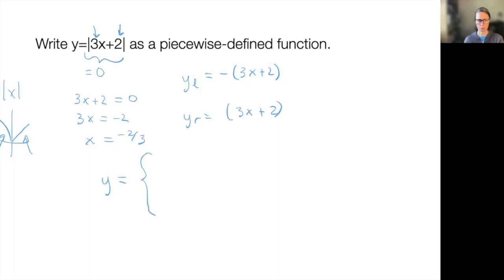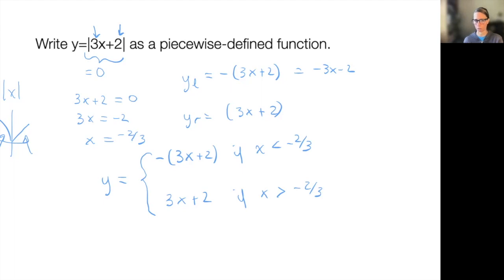So putting this all together, we can write y as a piecewise defined function. One piece will be the negative quantity 3x plus 2. And you could write that as a negative 3x minus 2 if you so desire. You can distribute that negative. And we use this piece for values of x that are smaller than negative 2/3. And another piece would be the 3x plus 2, and we use that for the values of x that are larger than negative 2/3.